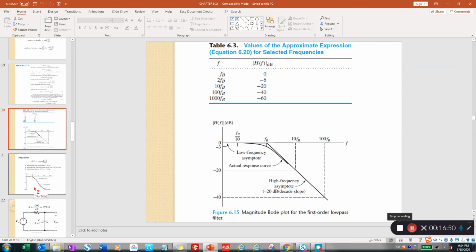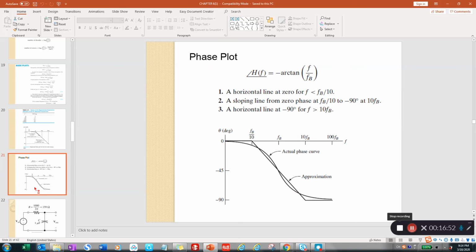Now let's look at how to draw the phase plot. The phase plot indicates the change of the phase angle. And we know that for the low-pass filter, the phase part of the transfer function equals negative arctangent f over fb. We are going to do the same thing. We are going to choose several critical points. Then we can draw the phase plot of the Bode plot.